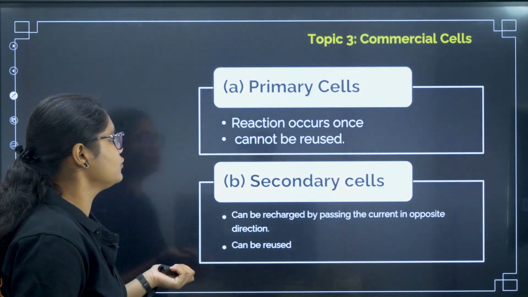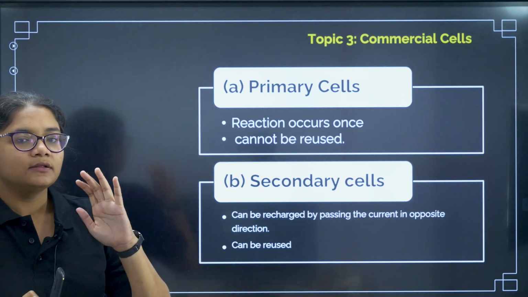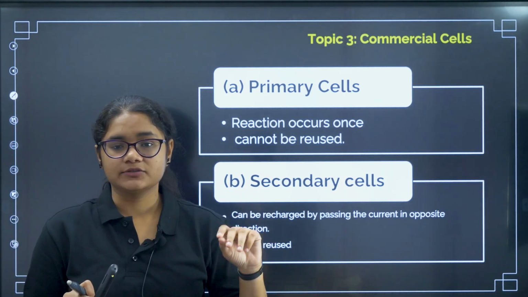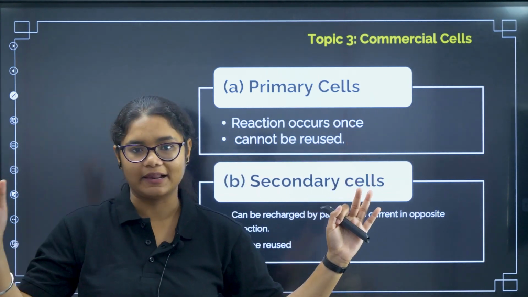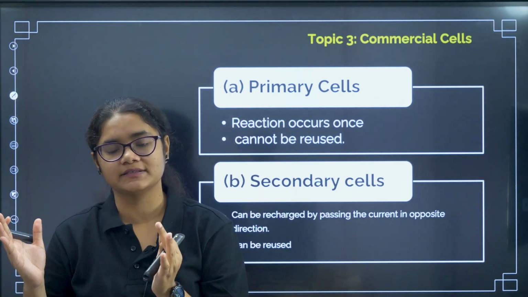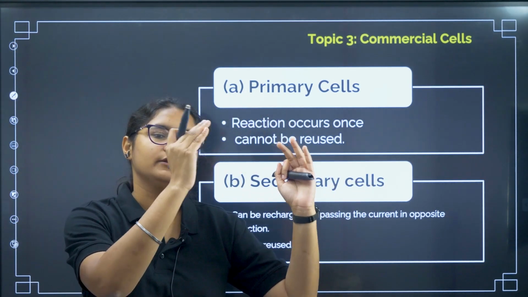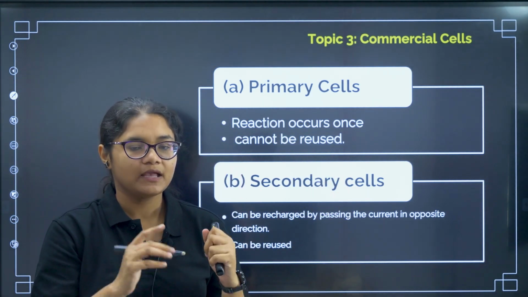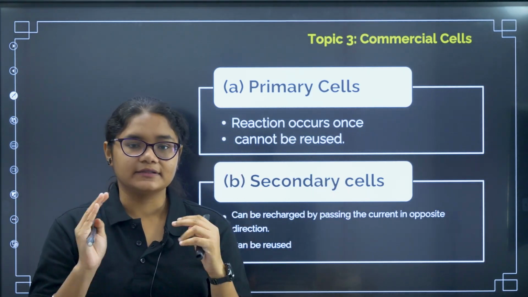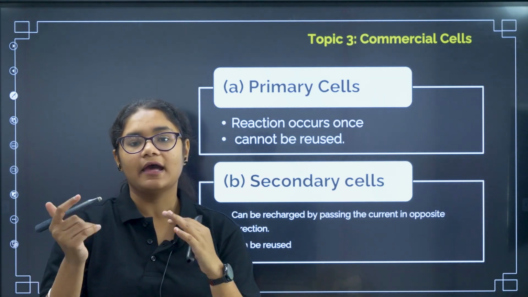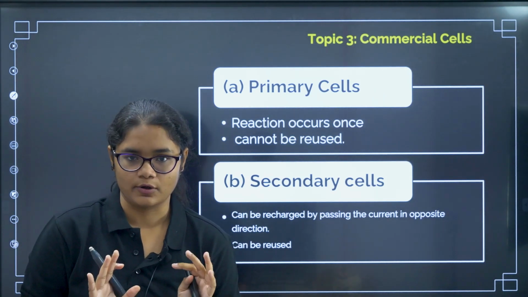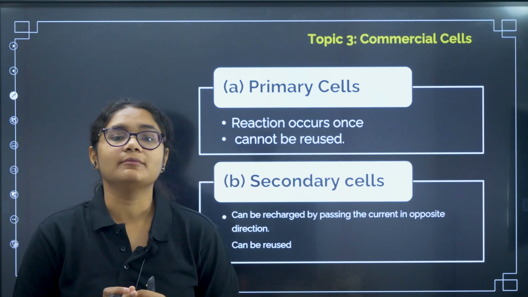Okay, now we have come to the last topic. Till now, let us quickly have a recap of what we have completed. First we did types of cells, electrolytic cell and galvanic cell. We studied so many topics under galvanic cell and 2 topics under electrolytic cell. The second topic is conductance, where I explained what conductivity is, what molar conductivity is, the applications and Kohlrausch's law. Now we have commercial cells.